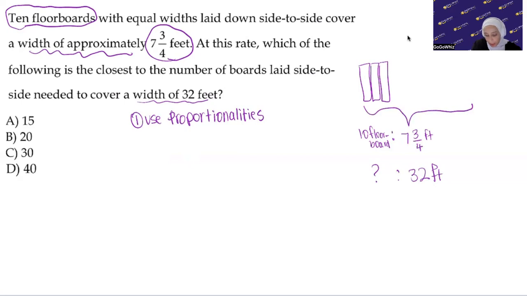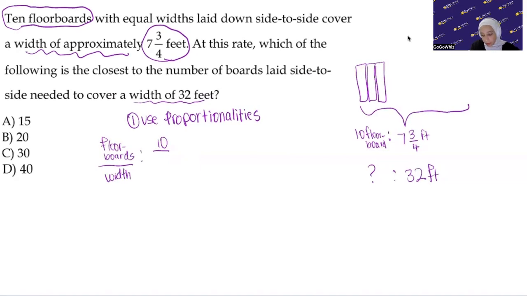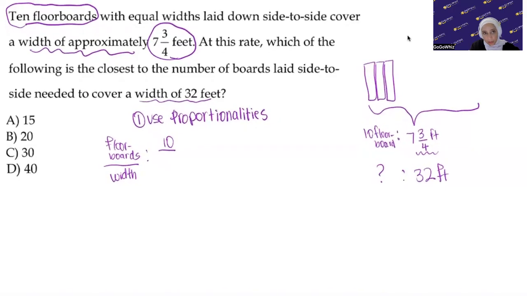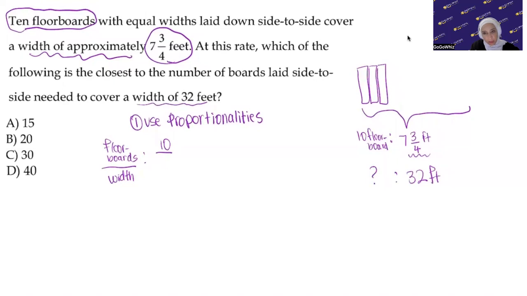They're just similar situations, and we're going to do basically the same idea. We're going to say, listen, I had 10 floorboards, so over here these are going to be the floorboards to the width. I had 10 floorboards. They covered 7 3/4. I'm going to convert this 7 3/4 to a decimal, just so it works better for me when I'm doing fractions. I don't want a fraction of a fraction.